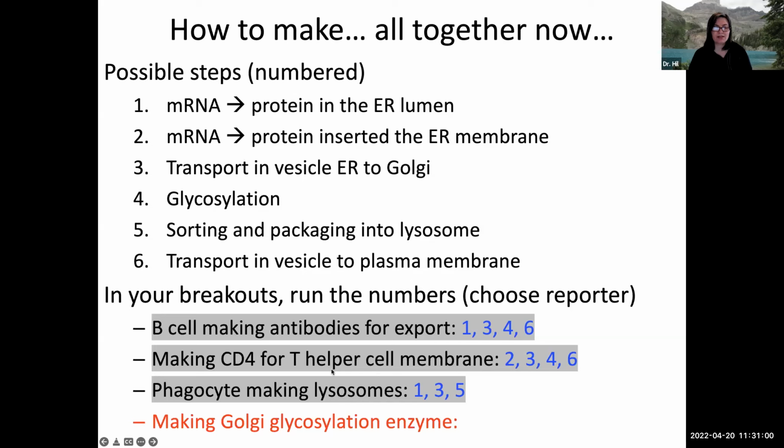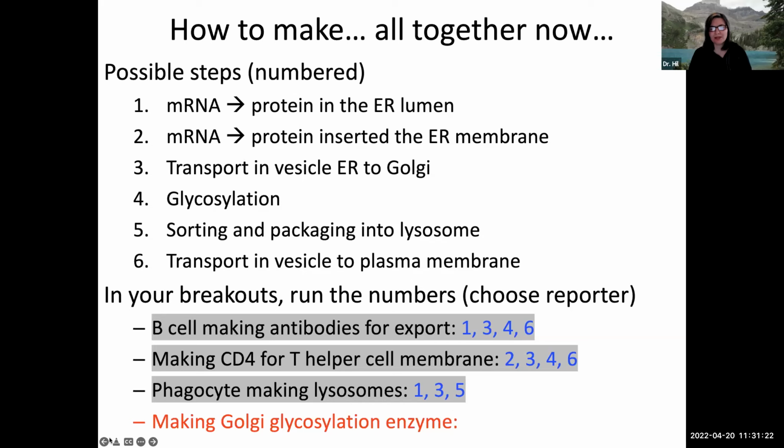First of all, the lysosomal enzymes are completely inside of the lysosome, so we don't need to stick anything in a membrane. We just put it inside the ER lumen, put it in a vesicle, send it off to the Golgi. And then the Golgi sees, oh, you're a lysosomal enzyme. I don't need to glycosylate you. I'm going to put you into the lysosome, and then it's done.